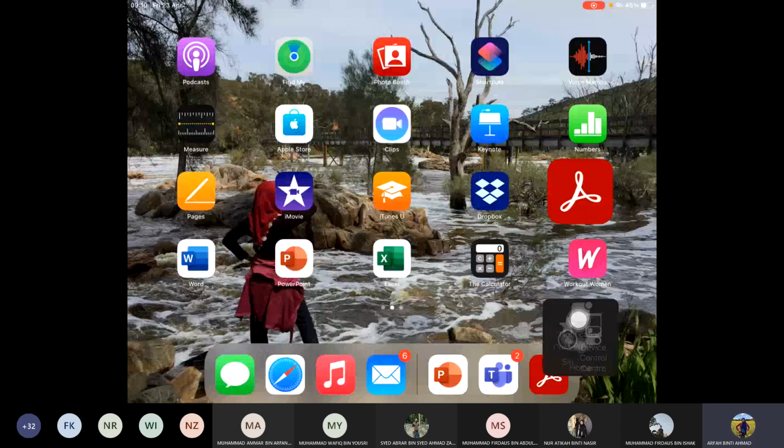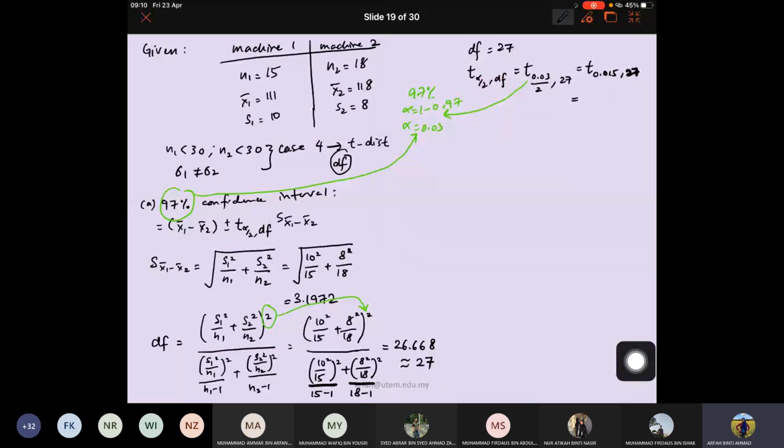So back to the slide, 2.473. Harapnya semua dah tengok tadi. Okay. The most hampir is T 0.0127. So we get 2.473. So masukkan dekat dalam equation, you dapat X bar 1 minus X bar 2 is 111 tolak 118 tambah tolak 2.473 darab S of X bar 1 minus X bar 2, 3.1972. So dapat berapa dia punya confidence interval?